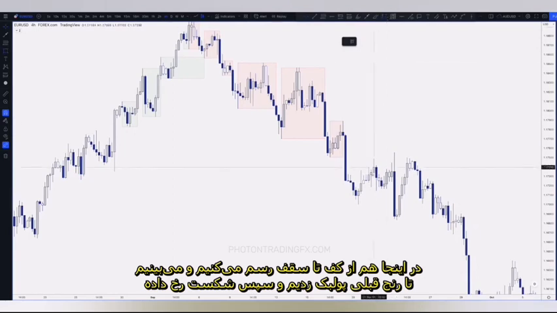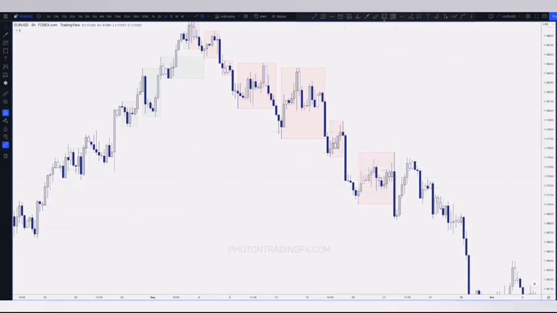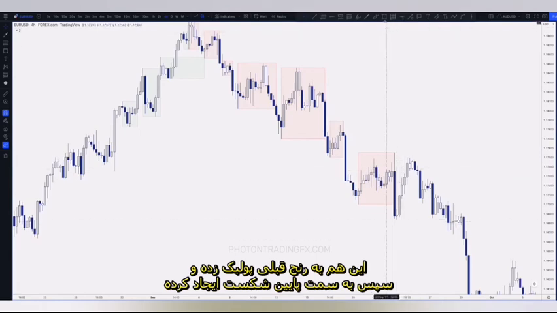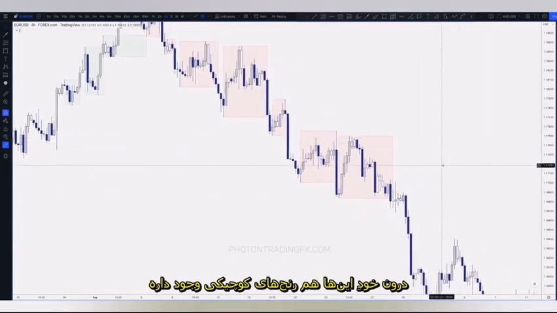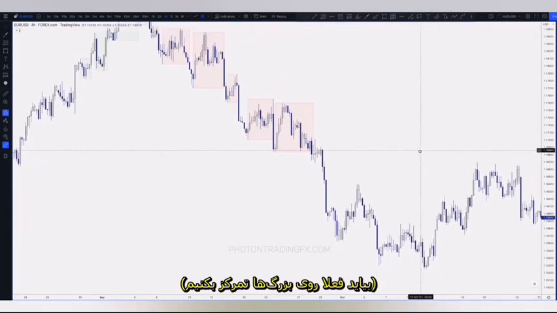And then in this instance, we go from the low to the high, right? We pull back into the prior range and we break out. From the low to the high, pull back into the prior range, right? And then we break out. And obviously there's smaller ranges within here, but let's just focus on these for now.